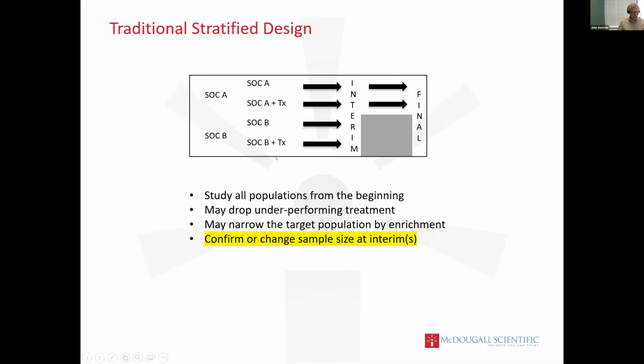The one thing I want you to note here, because we will contrast this later, is that all of the arms of interest are initiated at the beginning of the study. So I call this starting big.